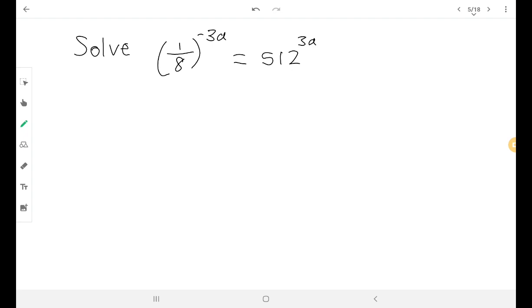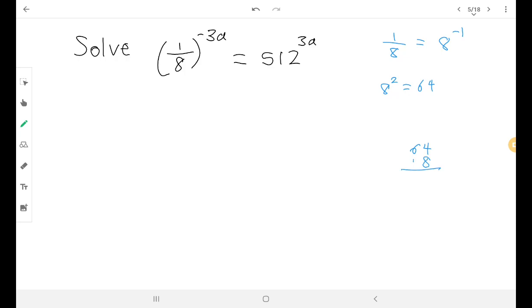All right, now we've got the same thing, different bases, and we'd like them to be the same base. One thing that you might remember is that 1/8 is the reciprocal of 8, so I could write it as 8 to the negative 1 power. So that's going to be a useful thing. And then I got to hope that 512 is a power of 8, right? So I know 8 to the second, that's 64. What's 8 to the third? Well, that's 64 times 8.